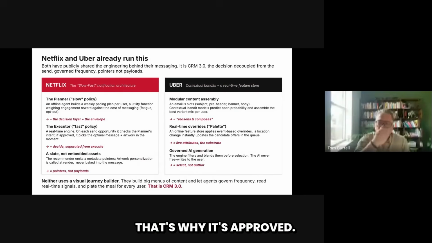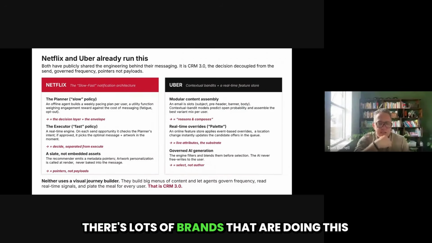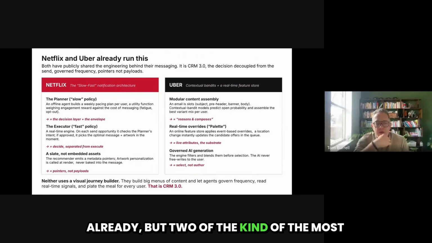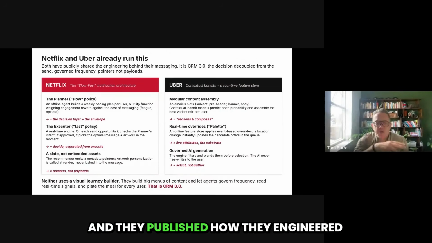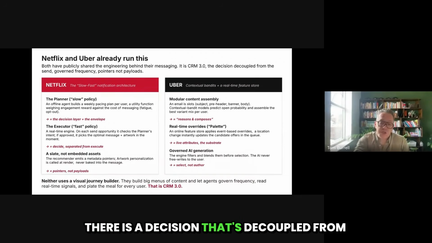That's why it's approved. And I said at the start, this is not pie in the sky, right? There are lots of brands that are doing this already, but two of the most well-known are Netflix and Uber. And they published how they engineer their messaging. And it is CRM 3.0. There is a decision that's decoupled from the send, and they use pointers, not payloads.